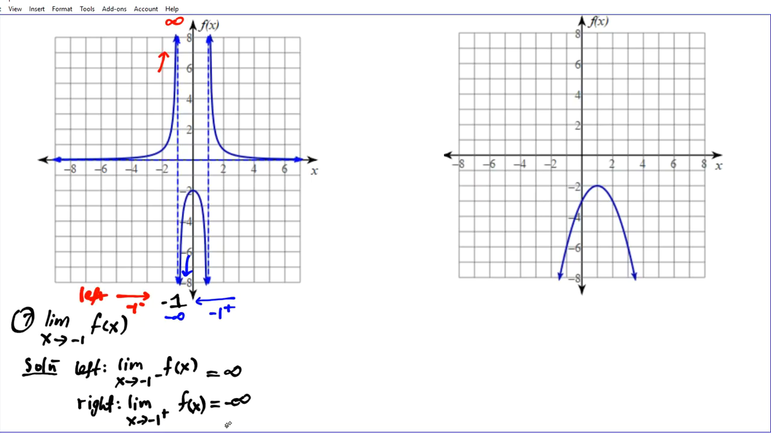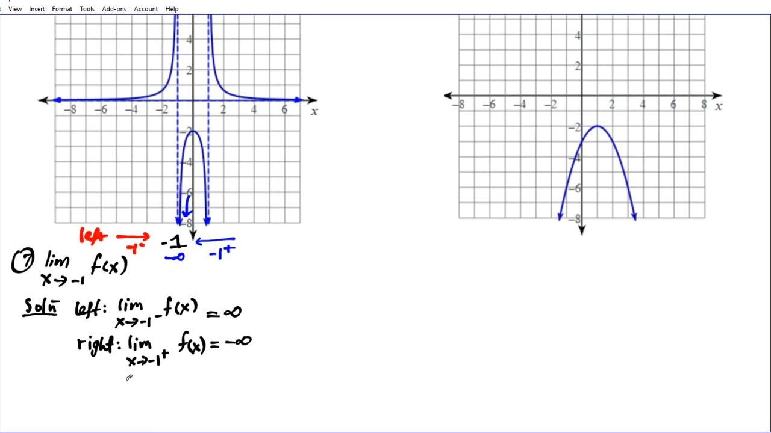Okay, now check this out. Our left and right hand limits are different. So what is the double-sided limit going to be? Since the left and right hand limits are different, our double-sided limit will not exist. Okay, so the limit as x approaches negative 1 of the function does not exist, because the right and left hand limits are different.